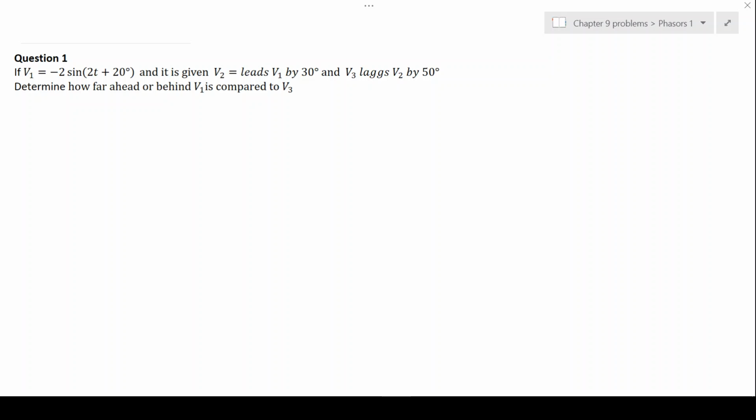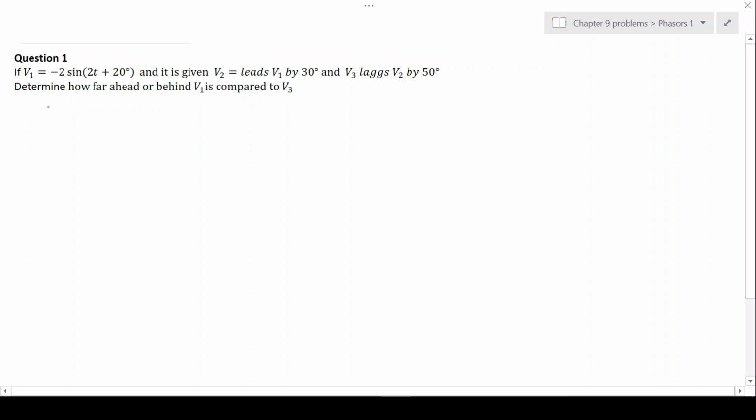Hello everyone, and welcome to this example recording on leading and lagging phasors. So the question we're going to be attempting reads as follows. If V1 is equal to minus 2 sine 2t plus 20, and it is given that V2 leads V1 by 30 degrees, and V3 lags V2 by 50 degrees, determine how far ahead or behind V1 is to V3.